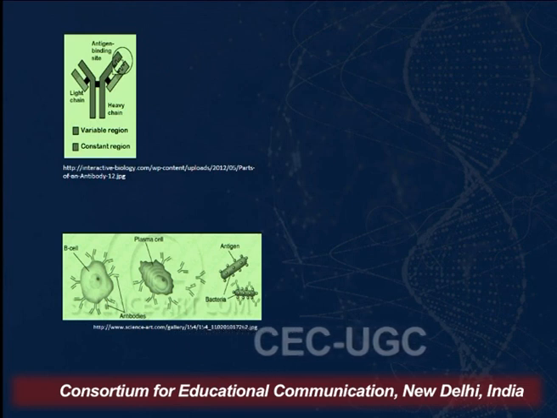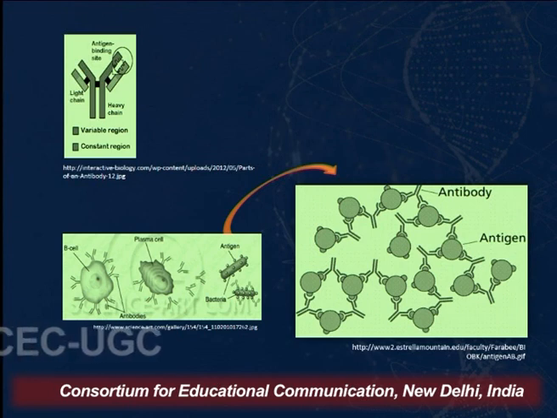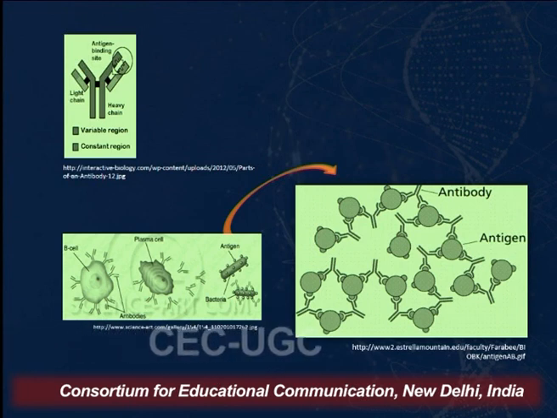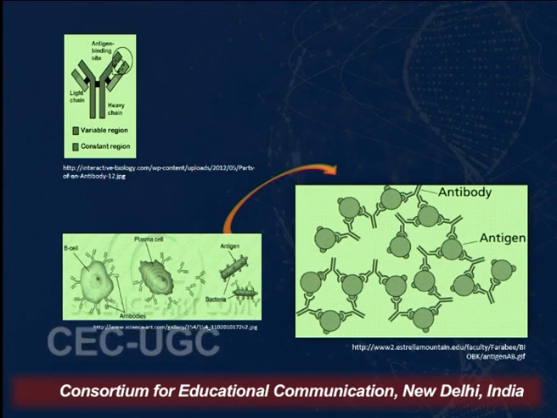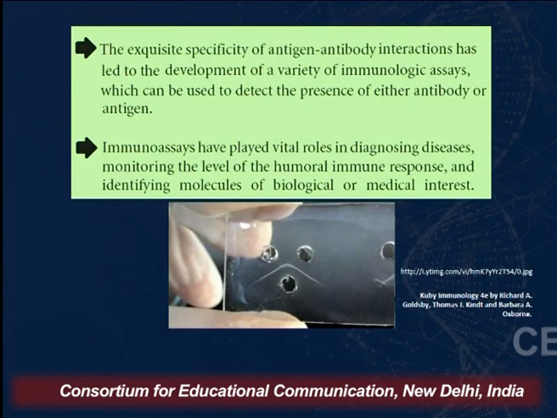Now this is another image showing how exactly these antigen antibody reactions take place. What is interesting here is that as this antigen antibody reaction takes place, a mesh-like precipitation is formed. This particular property is utilized further in the development of kits.